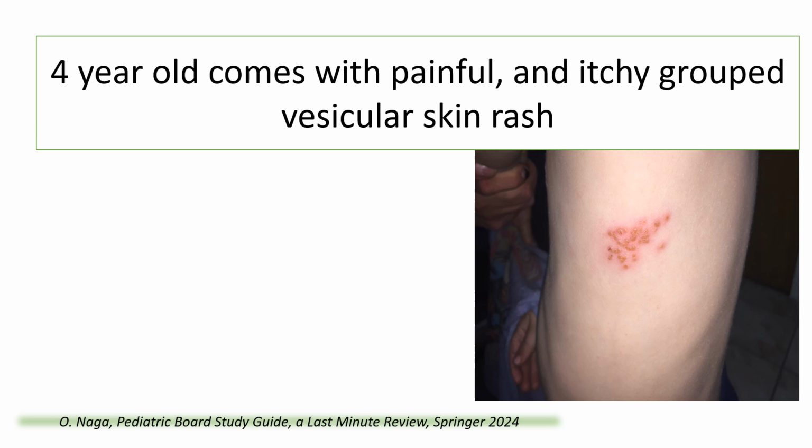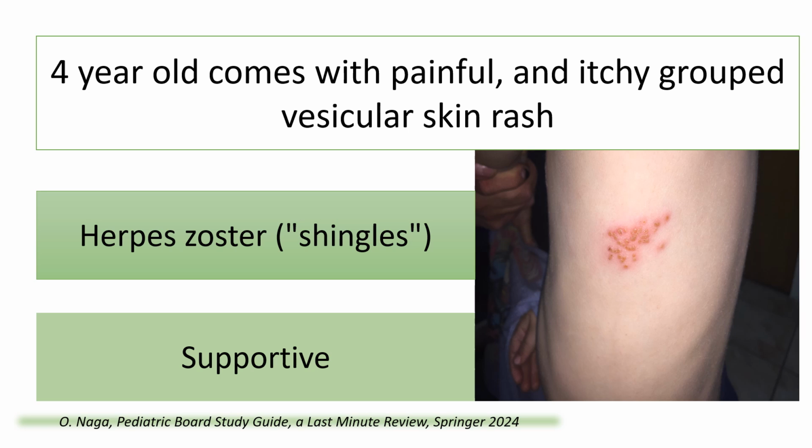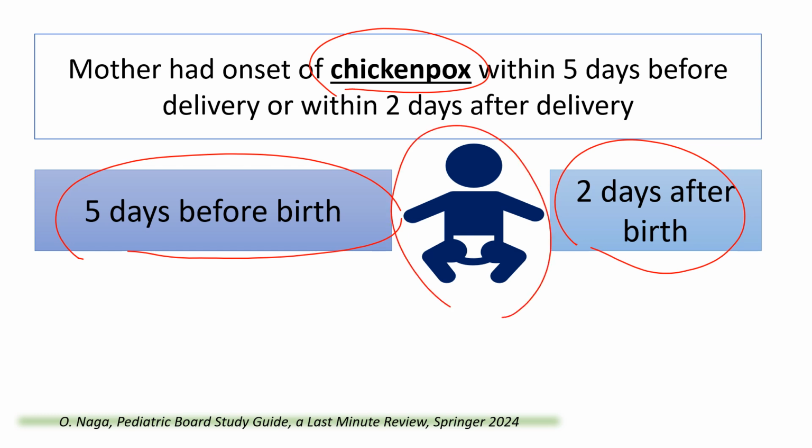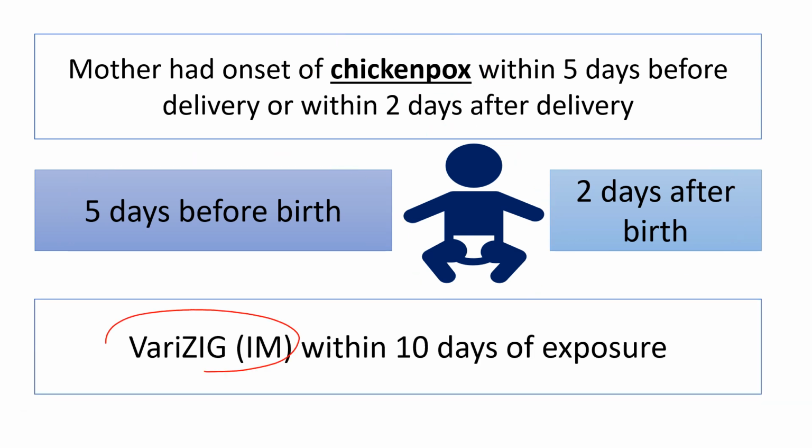A 4-year-old comes with painful and itchy grouped vesicular skin rash. What is the most likely diagnosis? Herpes zoster or shingles. The treatment is supportive by most of the experts. Mother had onset of chickenpox within 5 days before birth or within 2 days after birth. What to do next to protect this baby? Varicella immunoglobulin intramuscularly should be given to this infant to provide protection or passive immunization within 10 days of exposure. If the mother had zoster, not chickenpox, the immunoglobulins are not indicated for this case.